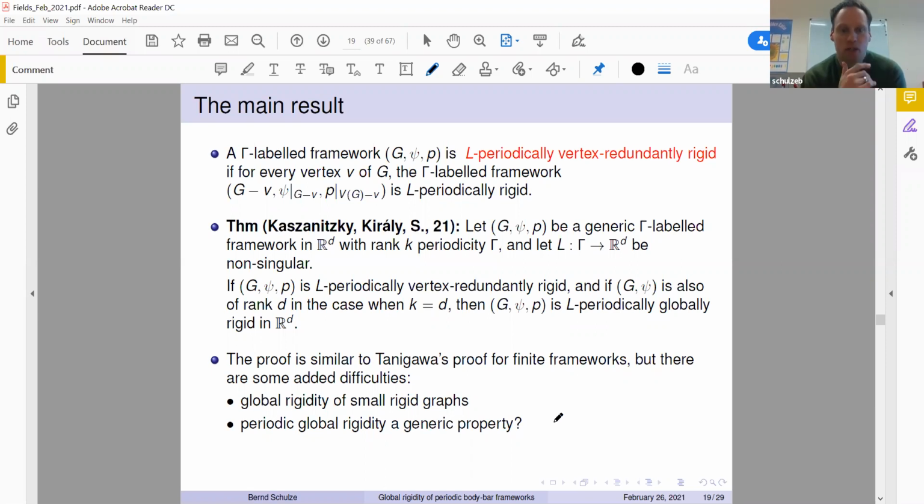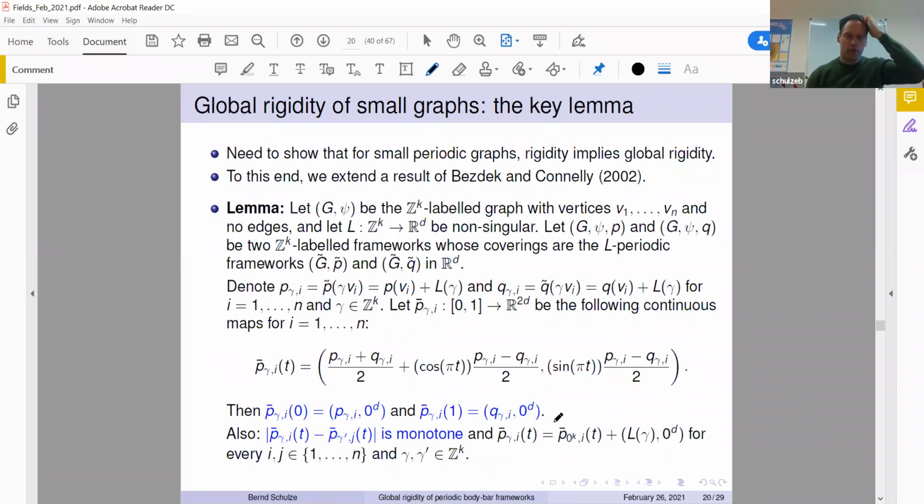And then there's a second issue. Kaszanitzy's proof actually uses the fact that global rigidity for finite graphs is a generic property. So all generic realizations of a graph are globally rigid, or none of them are. And we don't know if this is actually also true in the periodic setting. So at the moment, it is not clear whether periodic global rigidity is a generic property. There's actually ongoing work with Kaszanitzy and Lewis on this, but so far this is still not known. It was certainly not known when we proved this result. Okay, so let me first explain how we overcome the difficulty of dealing with small graphs. We want to show that graphs with few vertices, if they are rigid, are globally rigid.